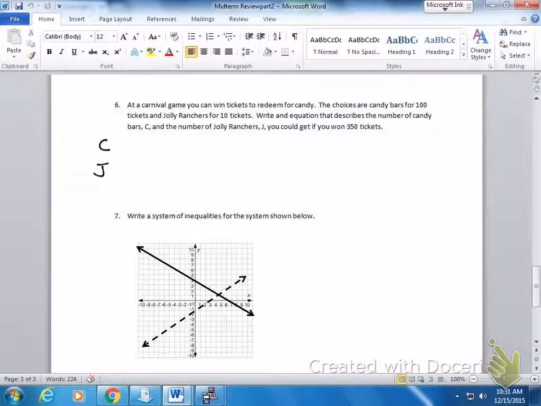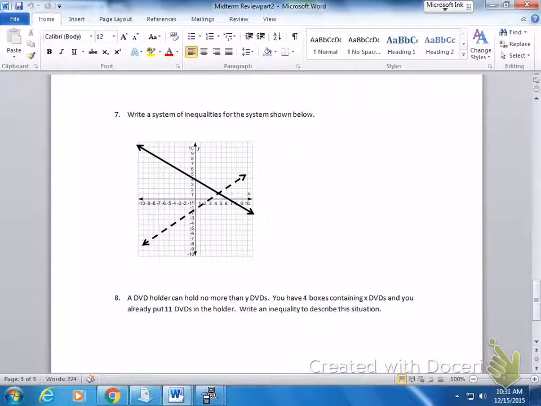Well, if I want to find out how many I can get for 350 tickets, I need to multiply those by the number of tickets they're worth. I have 100 tickets times the number of candy bars I could get, plus my 10 tickets times the number of Jolly Ranchers I can get, and then that equals my total number of tickets, 350. That is it. Now, when you're doing your test, the multiple choices, there'll be some things that don't make sense before you even start. So read it, look at your answer choices, and see if there are things in there that don't make sense, and get rid of them.